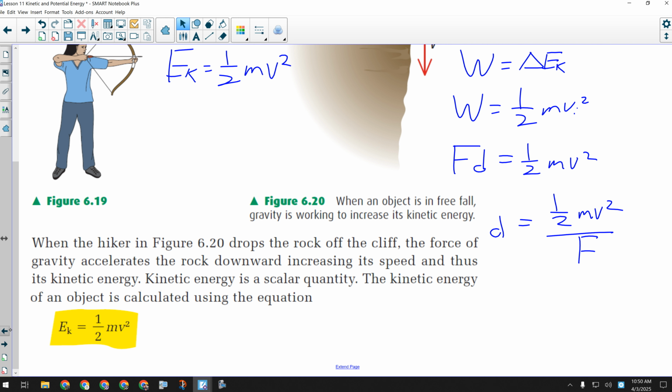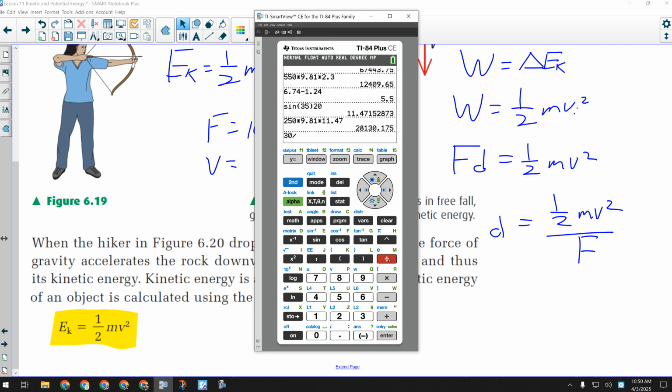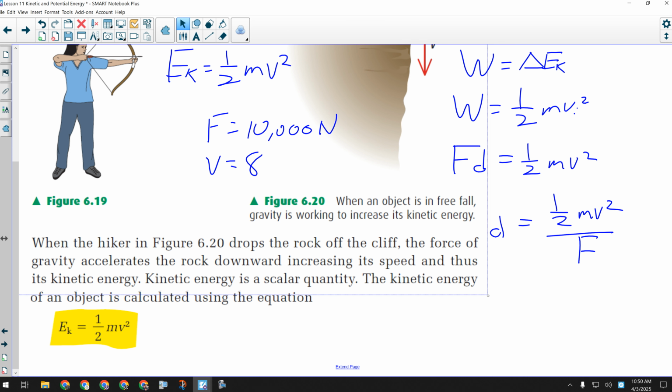Okay, let's just say that, for argument's sake, my car can exert 10,000 newtons worth of braking force. Okay, so that'll be F. F will be 10,000 newtons. Okay, V we'll start out with 30 kilometers per hour. Okay, so that's 8.3 meters per second. Okay, and let's just say the mass of my car is 2,000 kilograms.